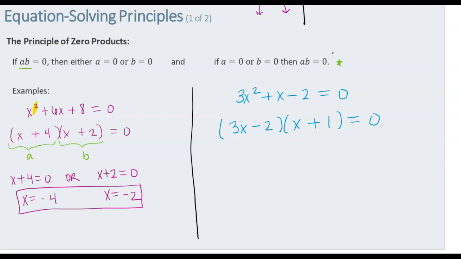Let's see, I just want to double check. That'll give me a plus 3 minus 2. Yeah, that gives me a plus 1x in the middle. Just wanted to double check that. So I have two numbers now that are multiplied together.